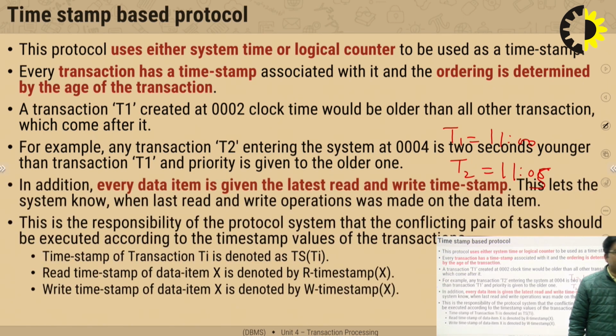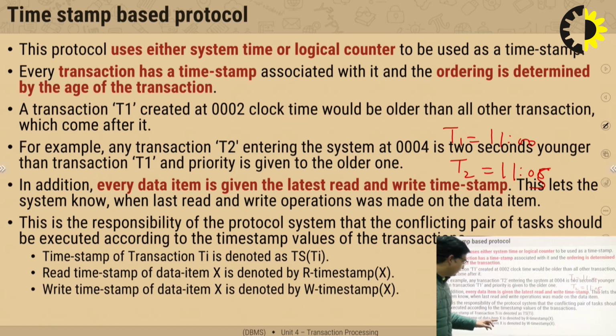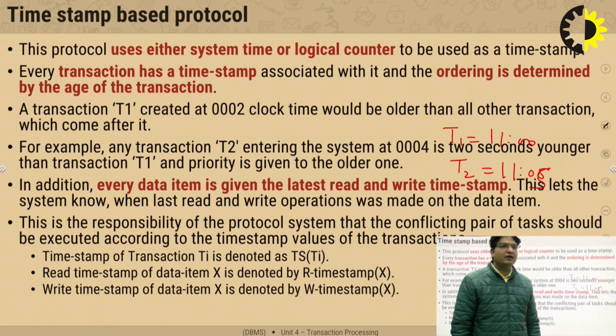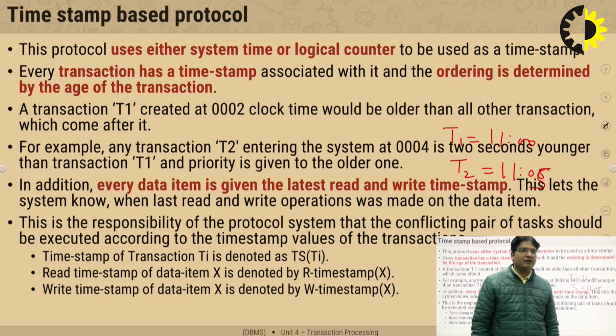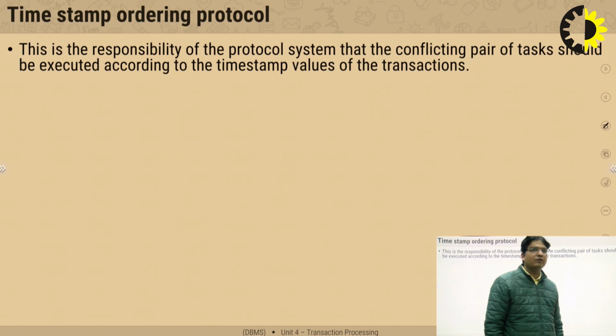Now the timestamp is denoted by TS(Ti). Each data item has a read timestamp as well as a write timestamp. Whenever the data item is read, it has an associated read timestamp value, and whenever it is written, there is the write timestamp value. It must be the largest timestamp of all those transactions.